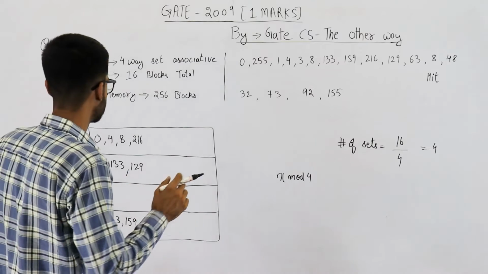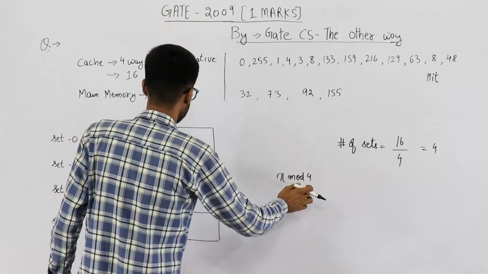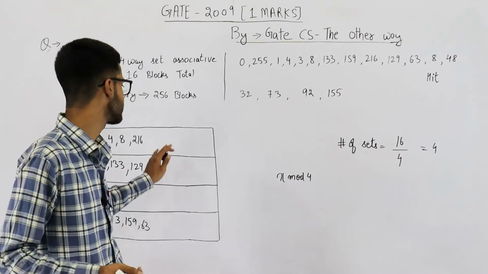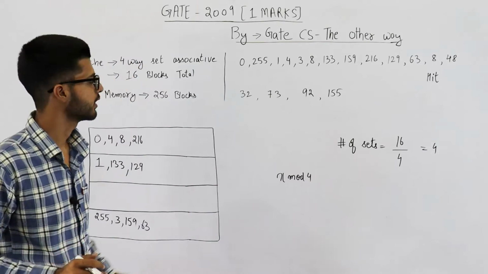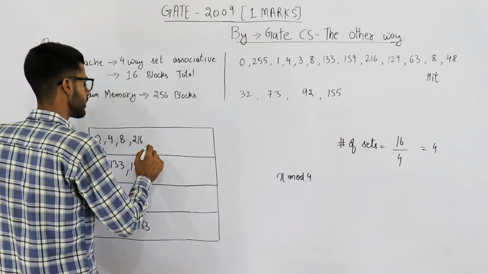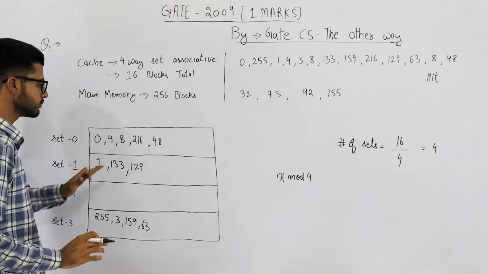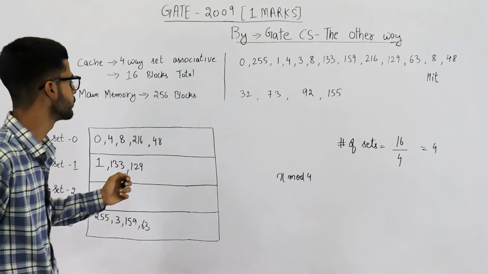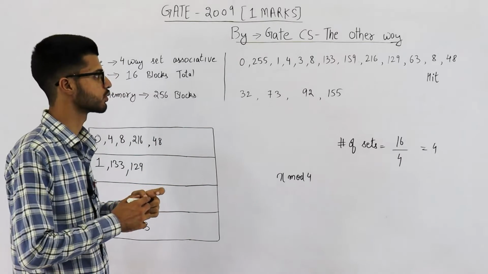Next we have 48. 48 is divisible by 4, so 48 mod 4 is 0. It will be mapped onto this set. But the thing is, this set is completely filled. Where are we going to place 48? Certainly we'll replace one of these 4. One of these 4 will have to be deleted to accommodate this block. Let's see which one gets deleted.